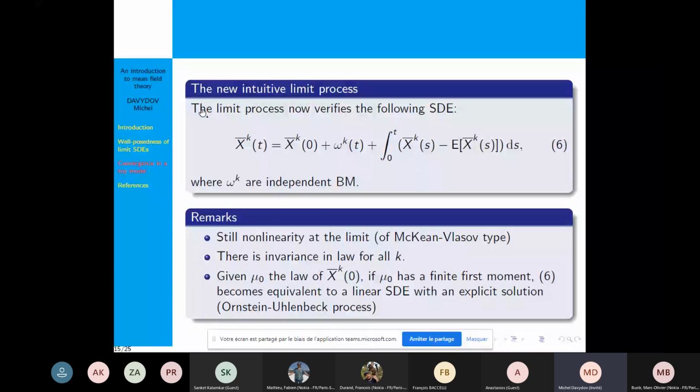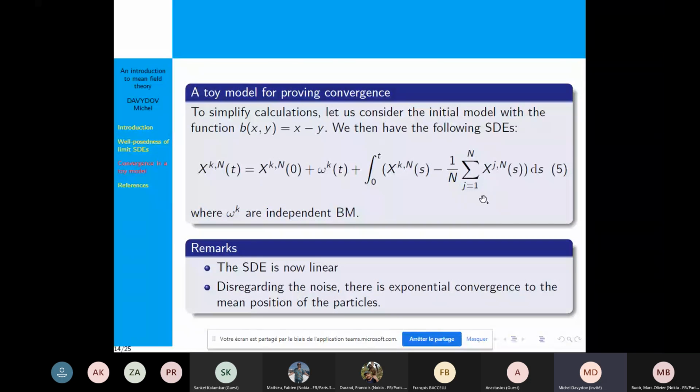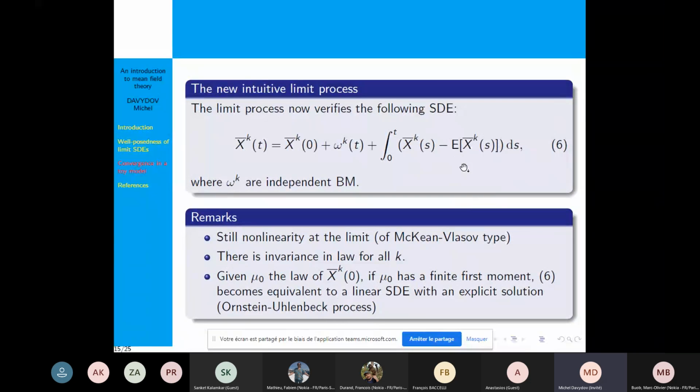But the limit process now, intuitively, is this convergence to the expectation. The limit process will just verify the following stochastic differential equation with this replaced by the expectations. And because of the symmetry of the system, this is the expectation of the same particle. Because of this term, you still have a dependence of xk on itself in a nonlinear form. So there's still nonlinearity in the limit. When it depends on the expectation, we call this McKean class of nonlinearity.